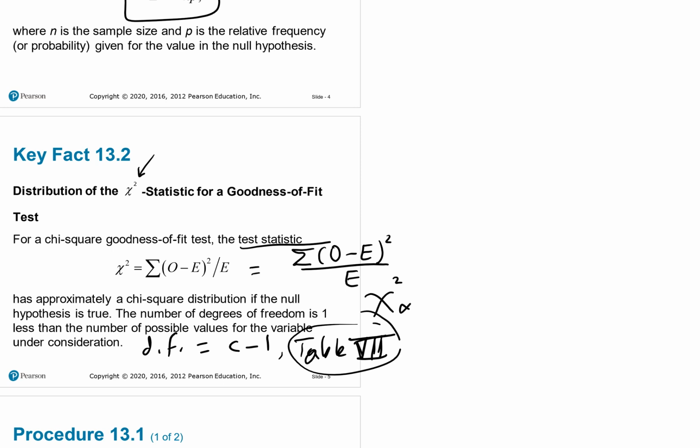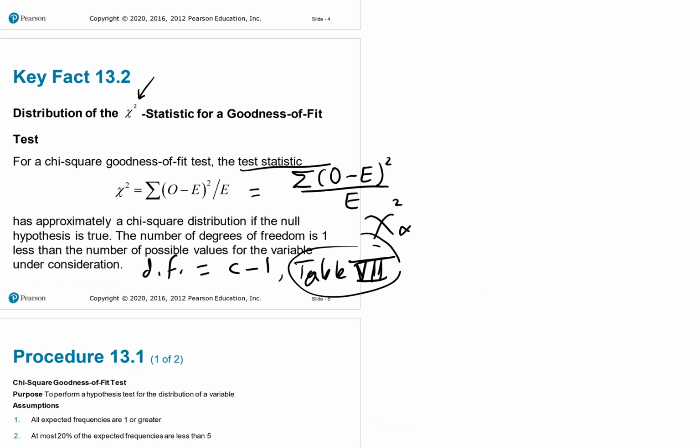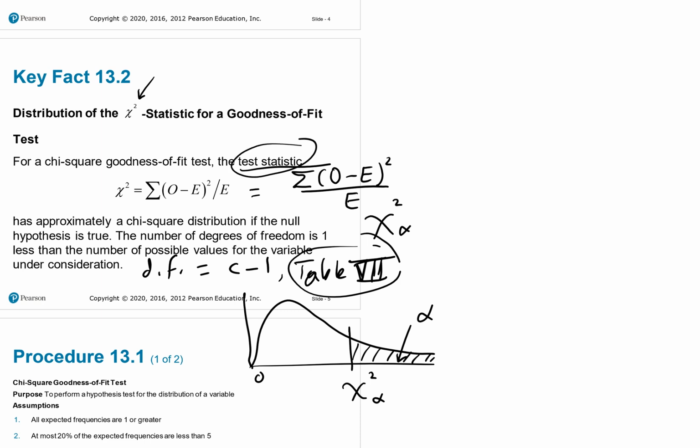And then after that, you're going to see the chi-square looks like this, starts at 0, and then this is the chi-square sub alpha. It's always going to be on the right side. That's alpha, the area. If the test statistic falls within the shaded region, the rejection region, we reject the null hypothesis. If it falls in the dotted region, we do not reject the null hypothesis.